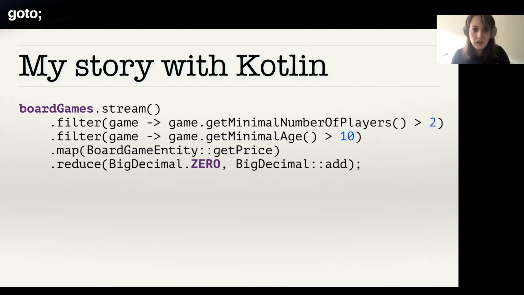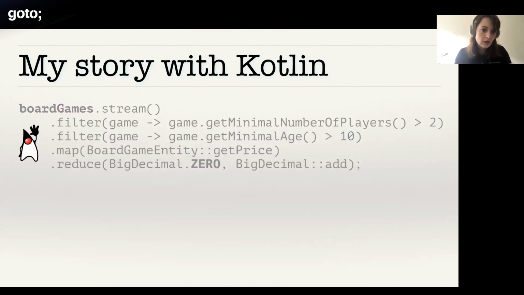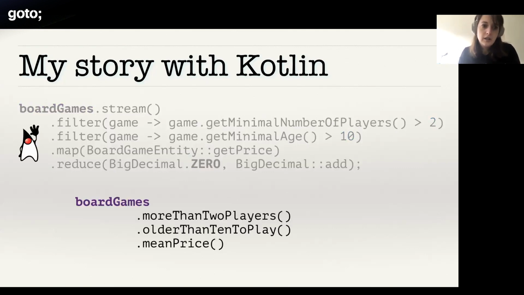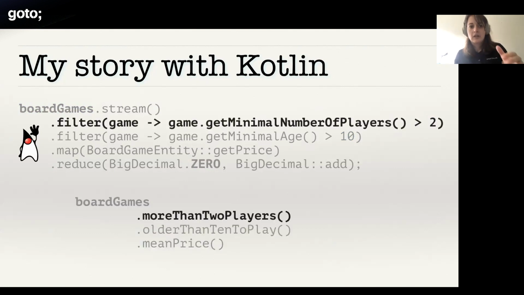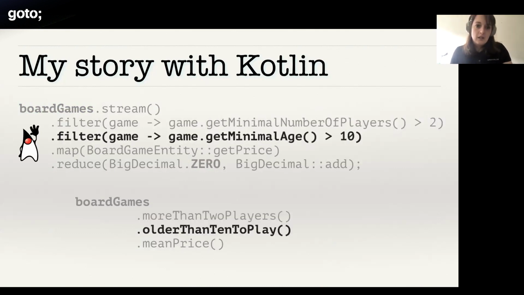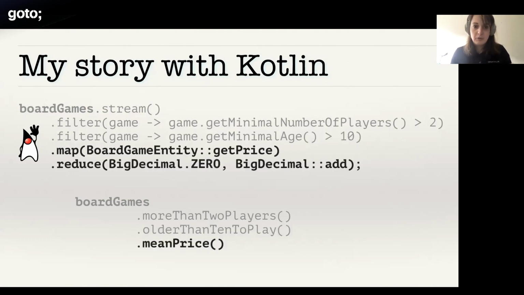But we wanted to achieve something a bit bigger than refactoring, extracting functions and stuff. We wanted to go to some code looking like this, where this filter statement, filtering out the board games suitable for a minimal number of 2 players, would be expressed in a function called more than 2 players. And the next filtering statement, instead of seeing filtering again, I would like to have a method called older than 10 to play, and the same with the map reduce statement, just confine it in one function.